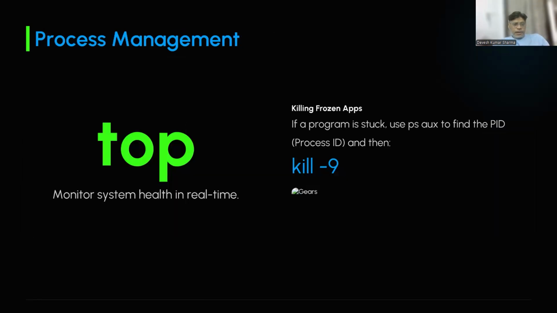Now, suppose a program is stuck and you want to stop that particular process. What will you do? You will simply write ps aux to find the PID of the stuck process and then write kill -9. It will stop that process and your system will execute properly.